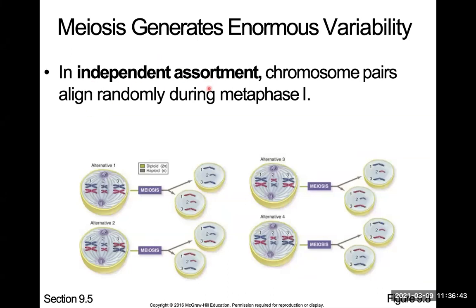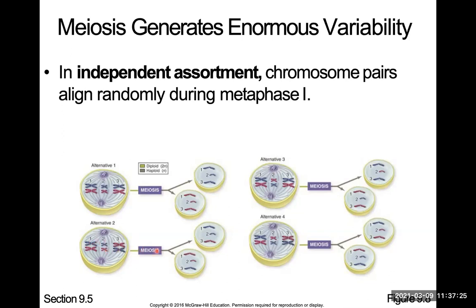That's called independent assortment. Independent assortment means the chromosome pairs are going to align randomly in metaphase 1. You don't know which chromosome is going to align with which one. So they align randomly during metaphase 1. Let's look at the alternatives. Here you have 3 chromosomes. We're looking at 3 blue ones, 3 red ones. It goes through meiosis, and this is what you get. One cell has 3 blue, the other one has 3 red. That's your first alternative.